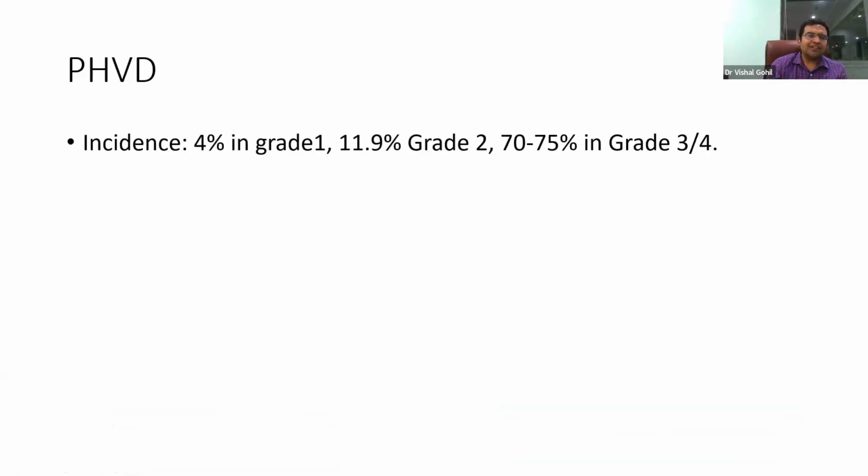So what happens if there is a post-hemorrhagic ventricular dilation, or what we can call hydrocephalus? It is common in grade 3 and grade 4, around 70 to 75%. In grade 2, it is around 12%. So how will you monitor things?